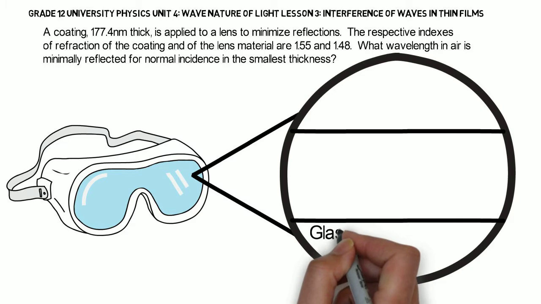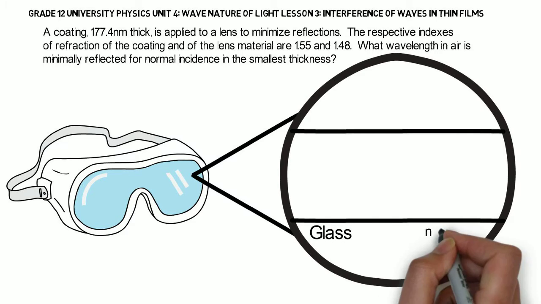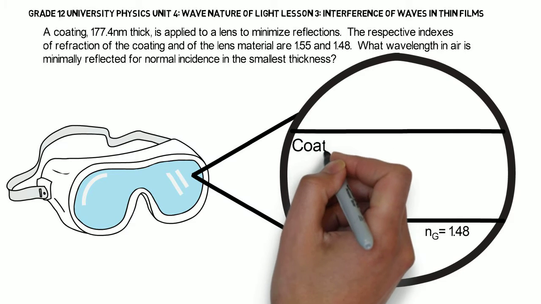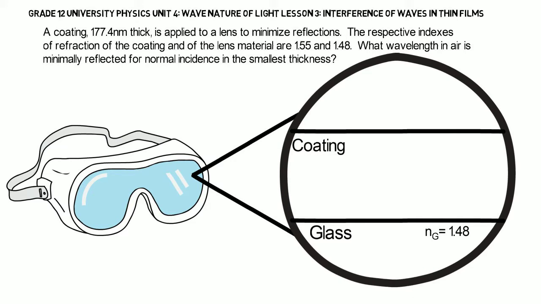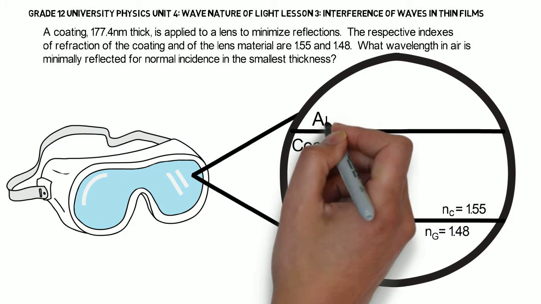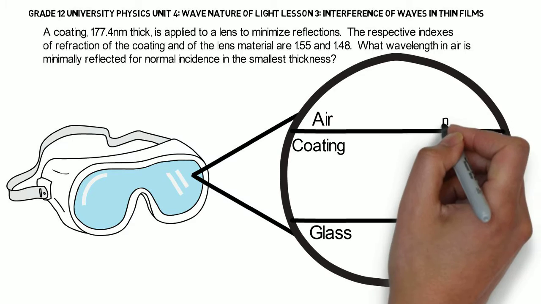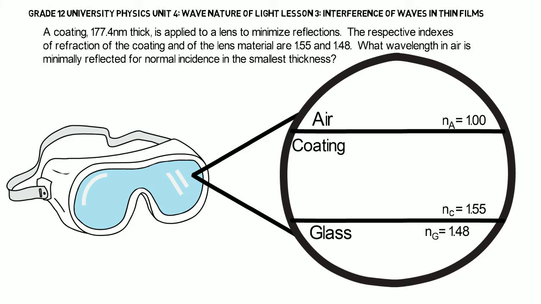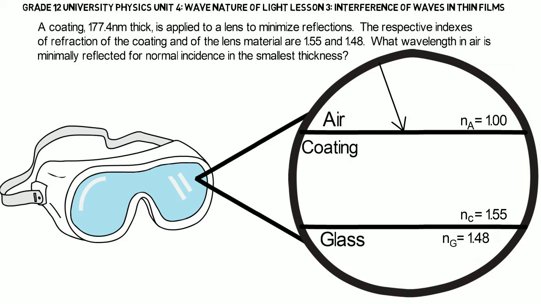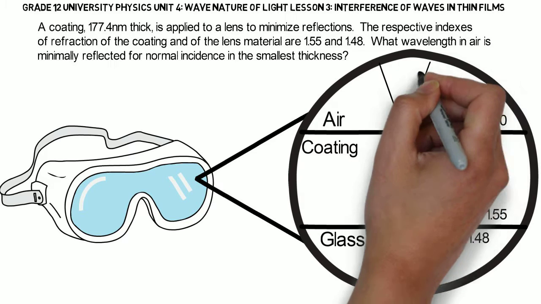Alright, so let's look at what this actually looks like. Here we have a coating on top of glass, and of course, we have air on top of the coating. So we'll draw those and we'll write their respective indices of refraction. Now, let's take a ray of light coming from air and hitting the coating. It is both going to reflect and refract.